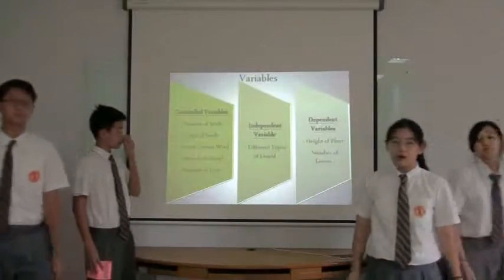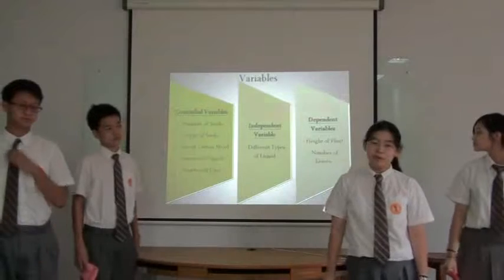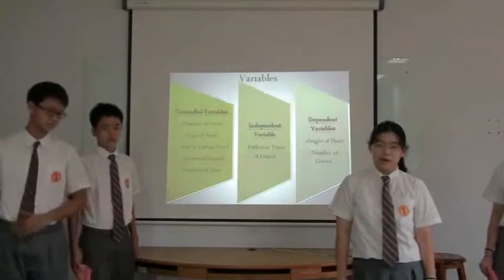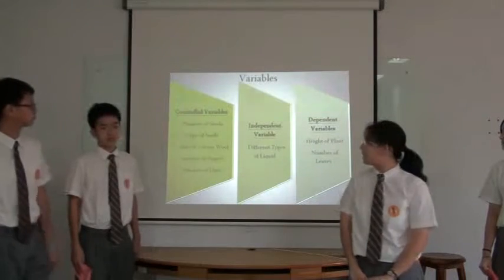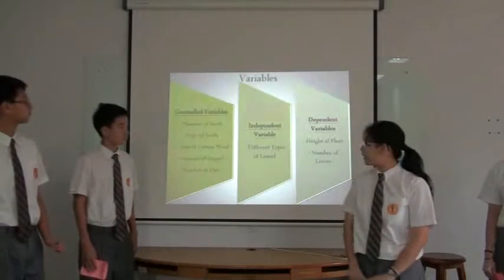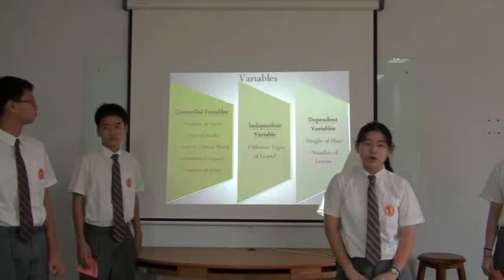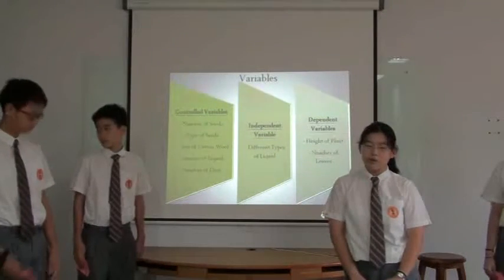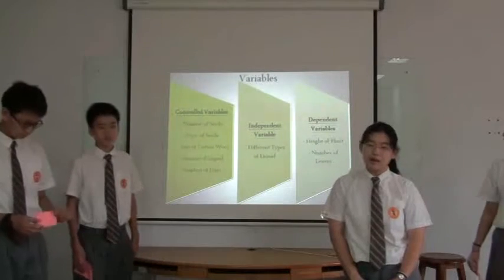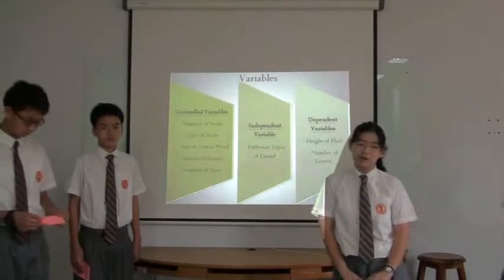So our control variables are the number of days that we tested our plants, the type of leaves, the number of seeds, the size of the cotton wool, and the amount of liquid. Our independent variable is the different types of liquid that we have used, and our dependent variables are the height of the plant and the number of leaves that it has grown.